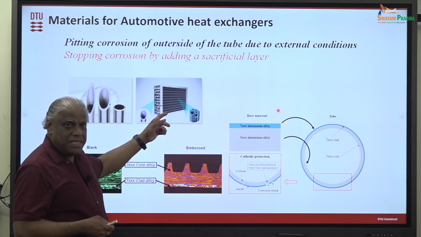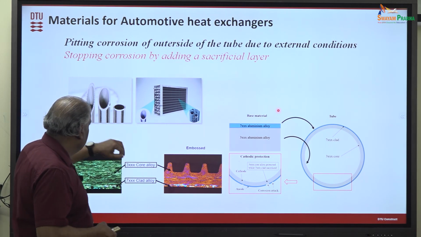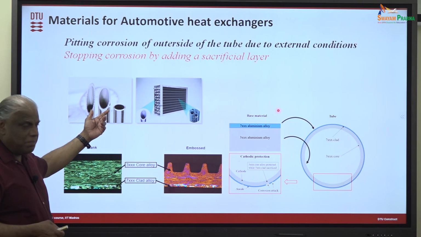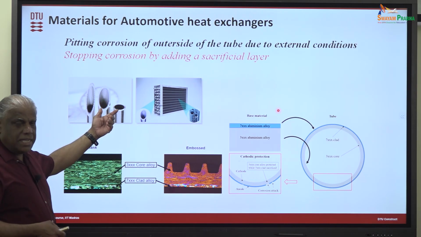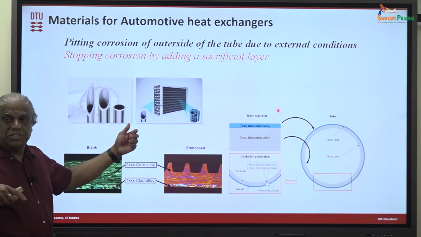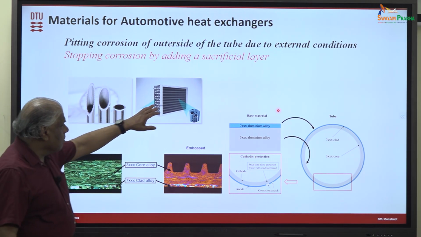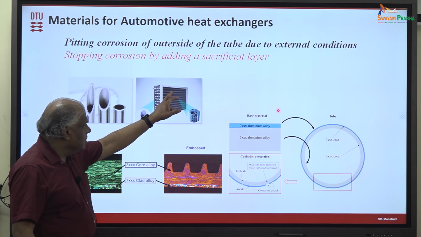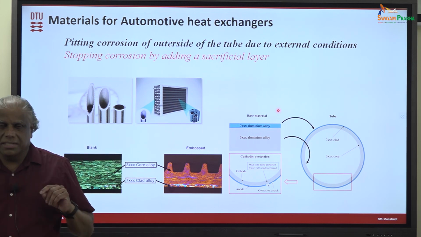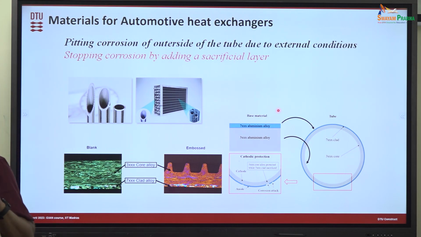This problem appears in automotive heat exchangers, and automotive heat exchangers use aluminum tubes. Here I have shown some aluminum tubes. These are big aluminum tubes, which are used for HVAC applications, like air conditioning. But many of the tubes in automotive heat exchangers are very, very small, because they want to reduce the weight.